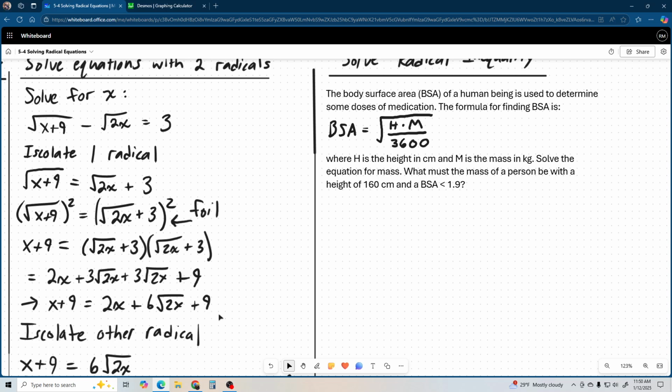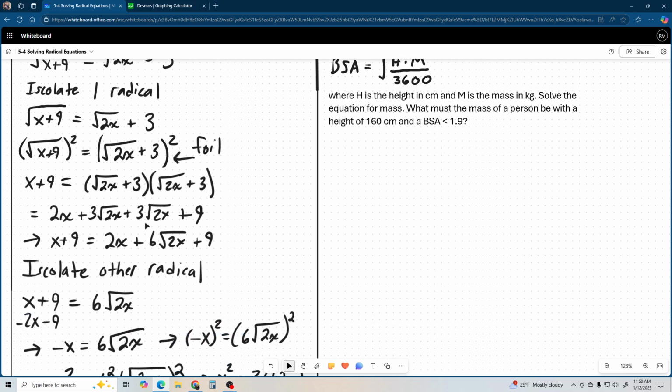And now we have to isolate the other radical. So we got to move everything over so that we can get this 6 times the square root of 2x by itself.